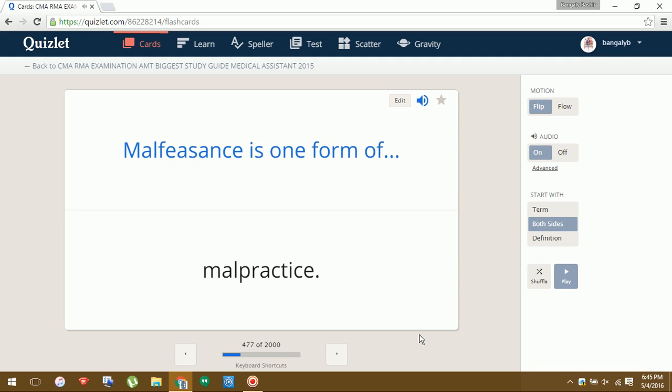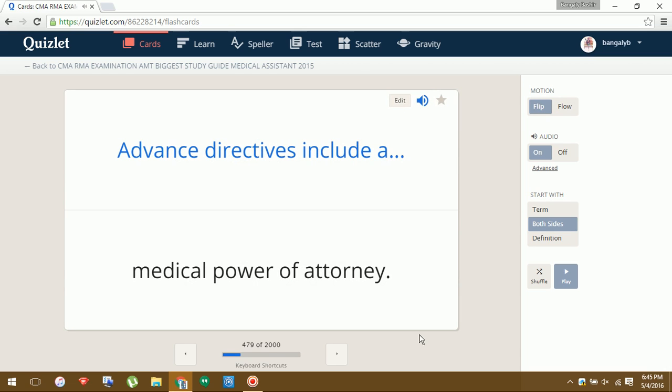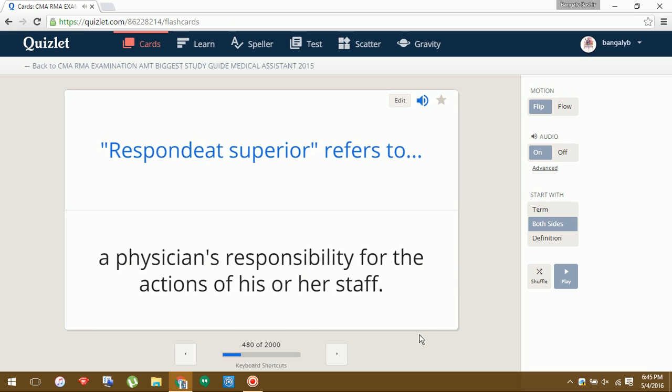Malfeasance is one form of malpractice. A physician may not obtain his or her license by registration. Advance directives include a medical power of attorney. Respondeat superior refers to a physician's responsibility for the actions of his or her staff.